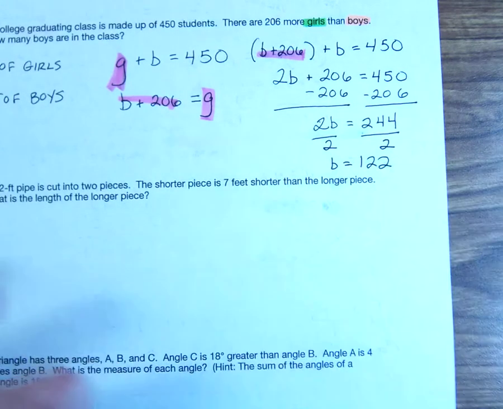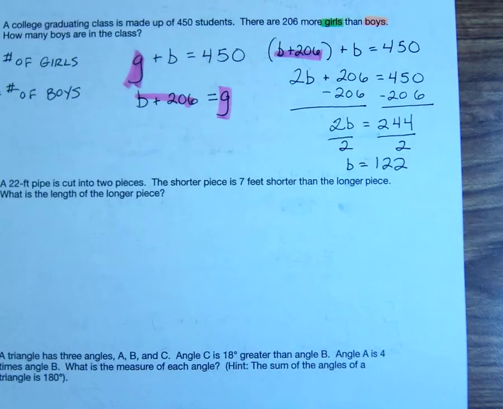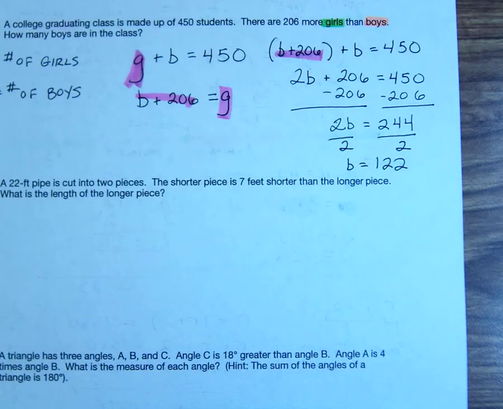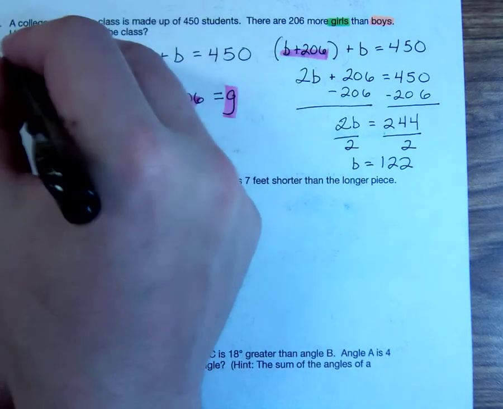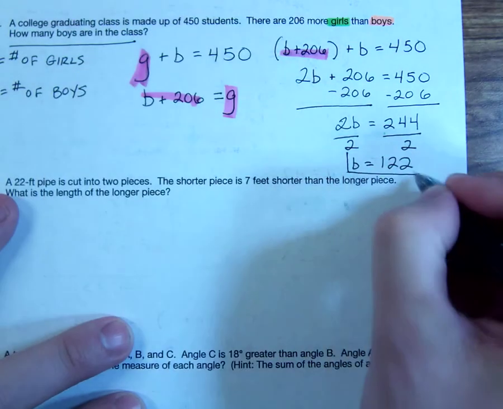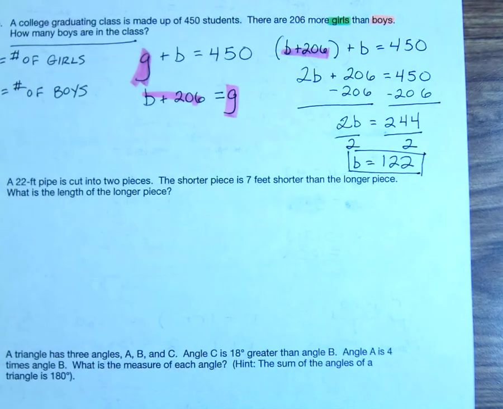122, though, is the number of... Hold on. What is 122 the number of? Boys. And the problem asked me to find the boys. I'm done. How many boys are in the class? I'm done. If the problem said how many girls are there, I'd do 450 minus 122.